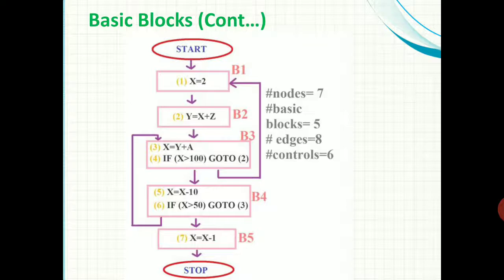We already said that the control flow graph contains basic blocks as nodes and controls as edges. So the number of control edges is 6 here. The total number of edges is 8, but the control edges are 6 only, without including the edges that connect the start node to the first basic block and the last basic block to the stop node.